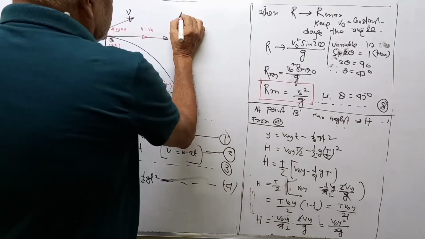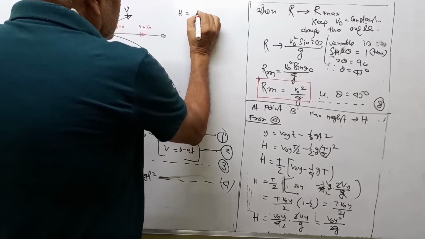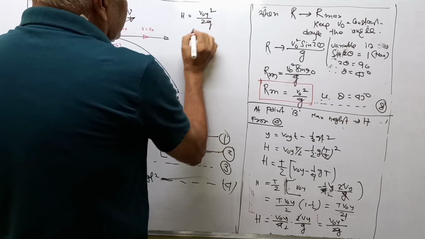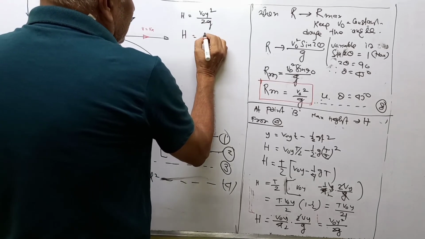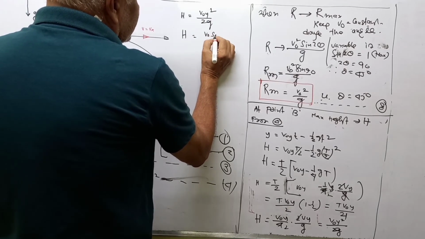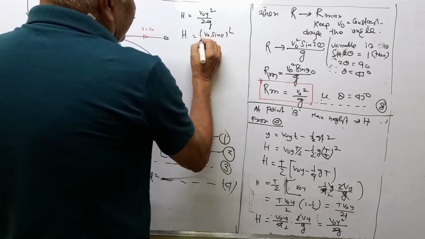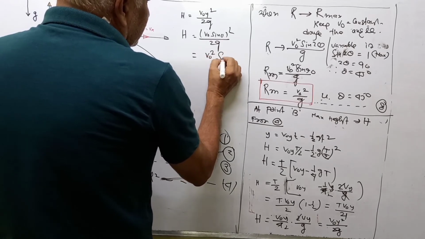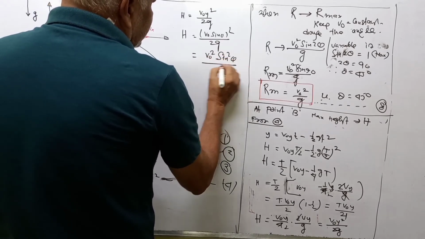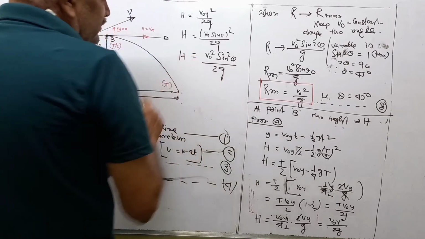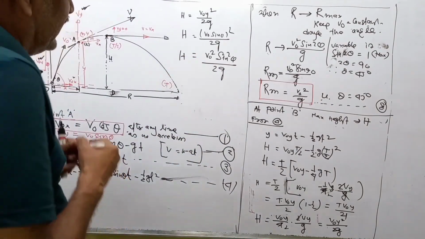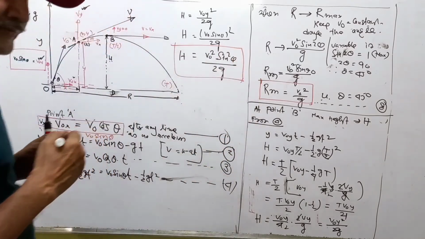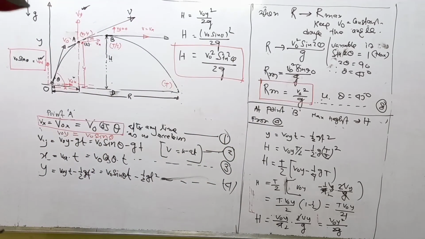We have got h equal to v0y square by 2g, or h equal to v0 sin theta whole square by 2g. We can write v0 square sin square theta by 2g. This is my maximum height for any given angle. Now we require the last equation.